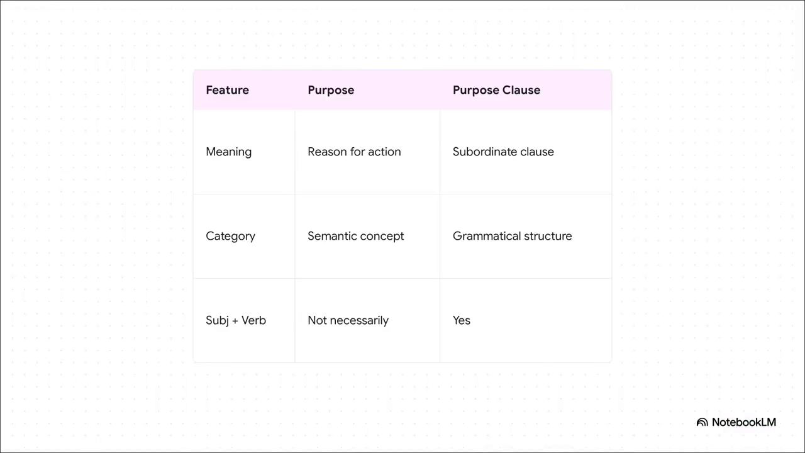Let's move on to our final architectural inspection, Section 5, Phrase versus Clause. When we put these head-to-head, a quick side-by-side reveals the ultimate truth. Purpose is a broad semantic concept, whereas a purpose clause is a highly specific engineered grammatical structure. As a general concept, purpose doesn't strictly require a subject and a verb at all. You can use various structures like to, for, or for plus an ing verb. But a purpose clause absolutely demands a subject, a finite verb, and a specific subordinating conjunction to hold it together.